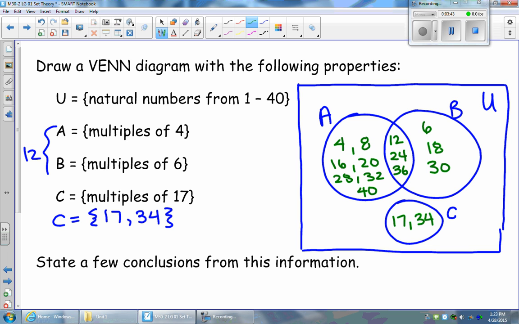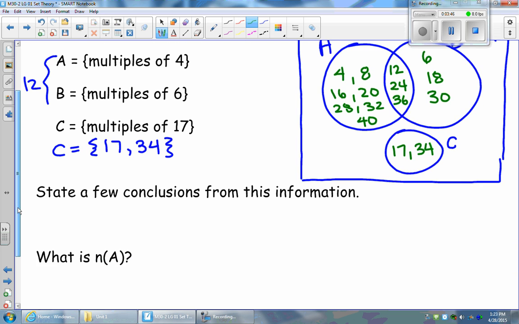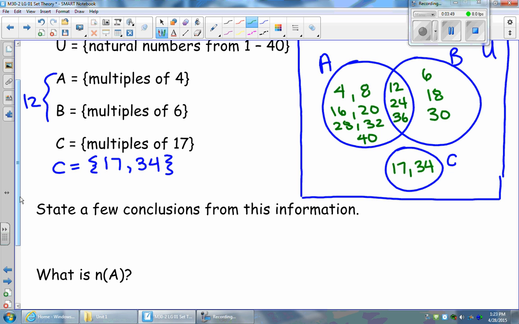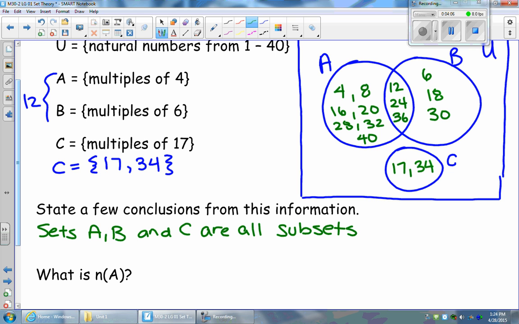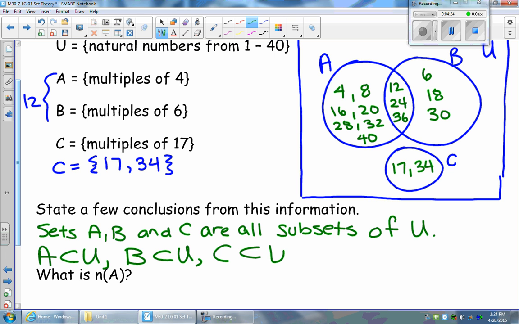Now, let's just state a few conclusions from this information. Some conclusions that we could make are that sets A, B, and C are all subsets of U because they all exist within the universal set of U. If we wanted to write these out, we could say that A is a subset of U, B is a subset of U, and C is a subset of U.